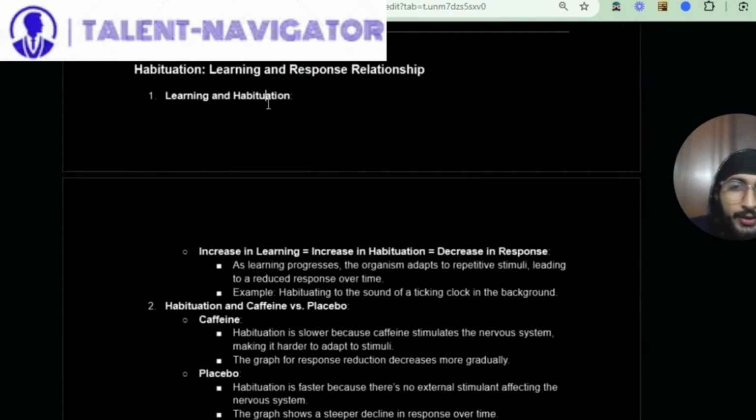Now, learning and habituation, their relationship. So, an increase in learning is basically an increase in habituation, which is a decrease in response. As the learning of an individual progresses, repetitive stimuli lead to a reduced response over time. An example could be habituating to the sound of a ticking clock in the background.